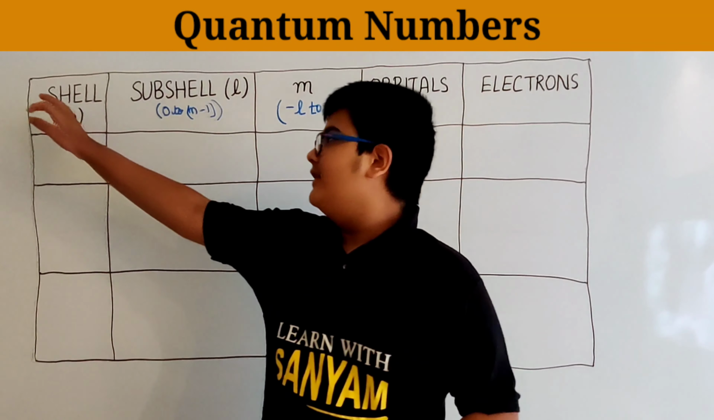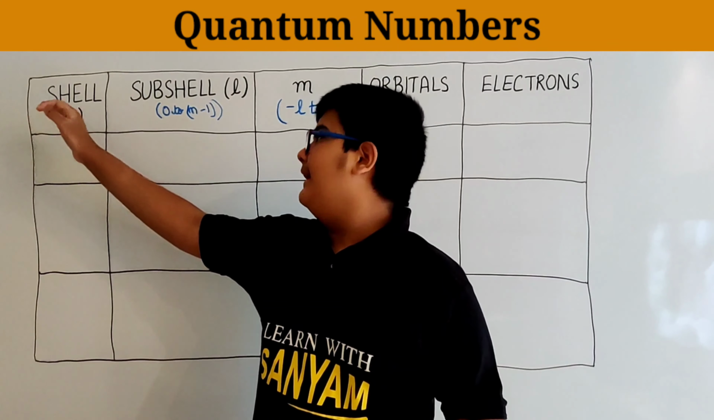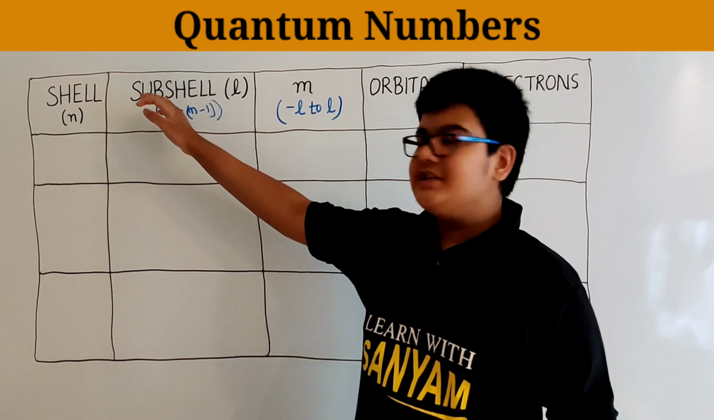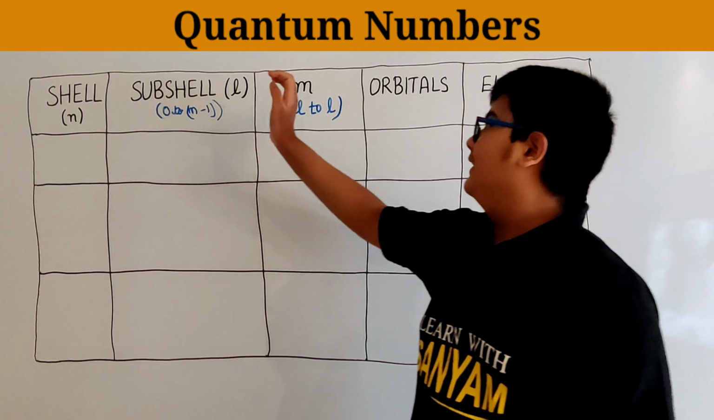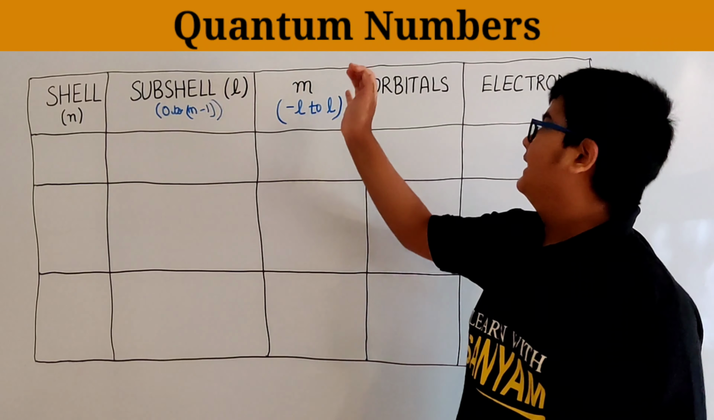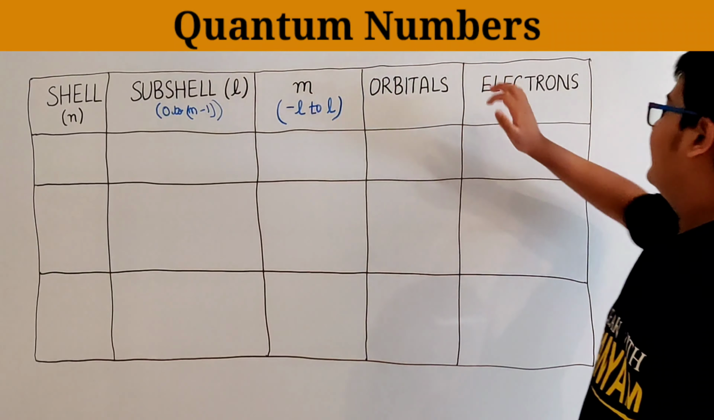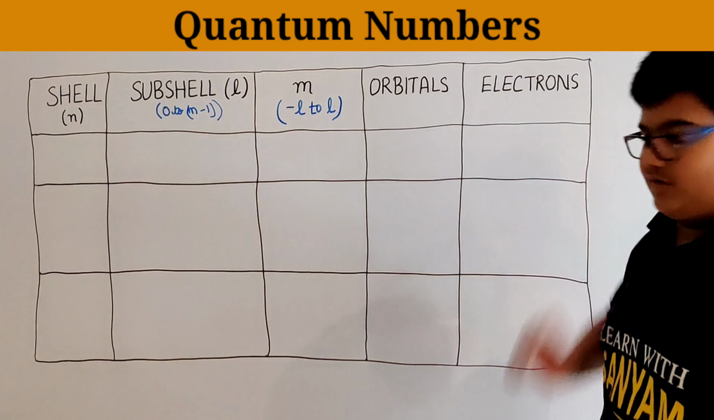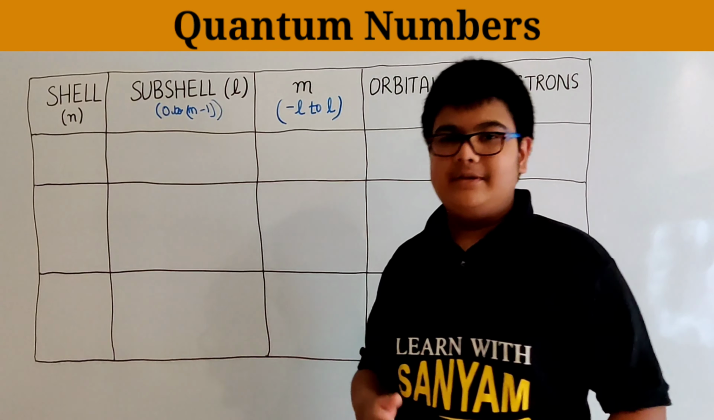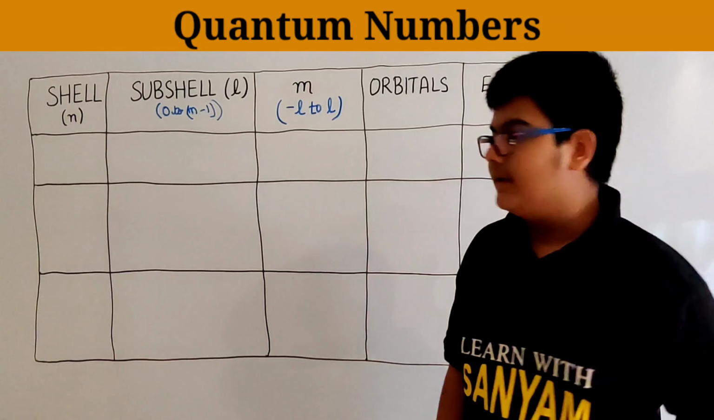So here we have shell that is determined by n. Here we have subshell that is determined by l. Here we have magnetic quantum number. Here we have orbitals that are determined by the magnetic quantum number. And here we have the number of electrons. So let's fill this table and understand better.